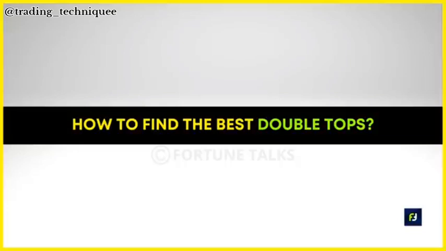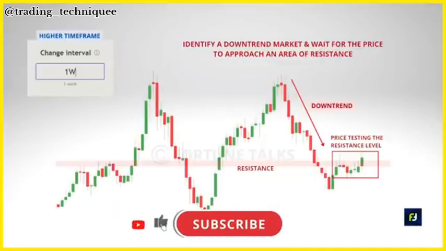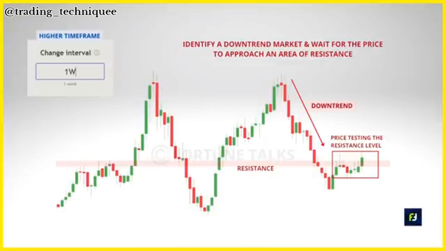Now, there is one more important piece of information that I want to share, which is associated with finding and trading double tops with a high level of accuracy and win rate, which involves the use of multiple time frame analysis. The concept is rather simple. The first step is to identify a downtrending market or a downtrending price action on a higher time frame, depending upon your trading style. I have already made a video on time frame selection. You can watch that video to learn more.